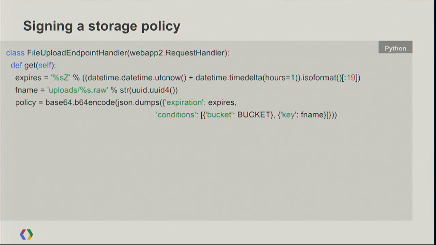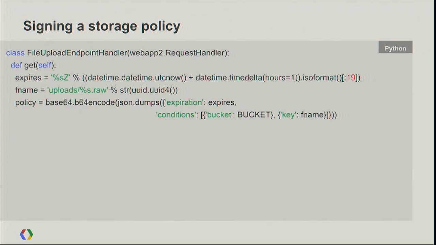So here we're creating a policy. We set an expiry date that says for the next 1 hour period of time, we want to allow people to upload files to this specific URL. And this URL contains a random UUID that we generate on the fly.